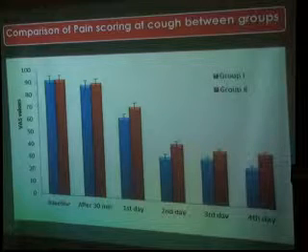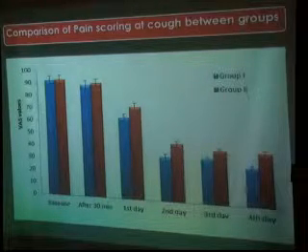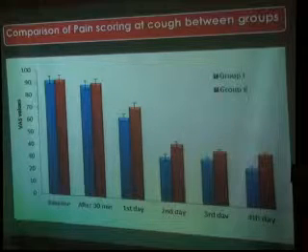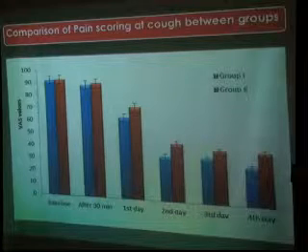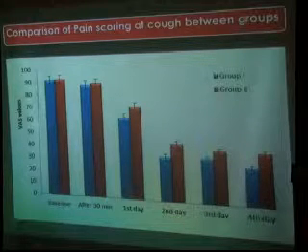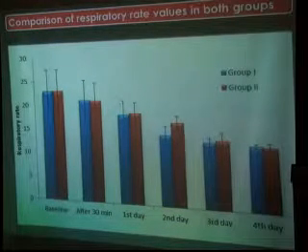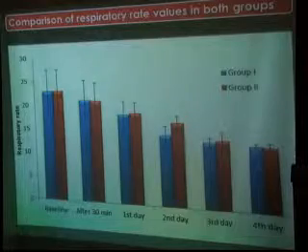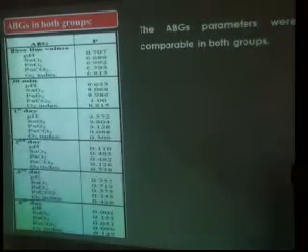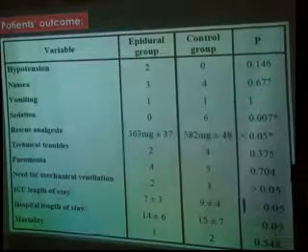Comparison of pain scoring at cough between both groups showed no significant difference between the two groups before and at 30 minutes after. At the end of the first, second, third, and fourth day, the mean values of VAS were significantly lower in the epidural group than in control group. Comparison of respiratory rate values in both groups showed no significant difference between both groups. ABG parameters were comparable in both groups.